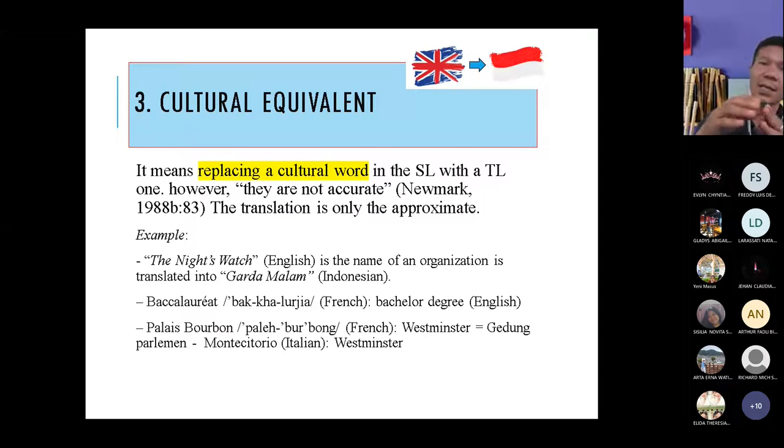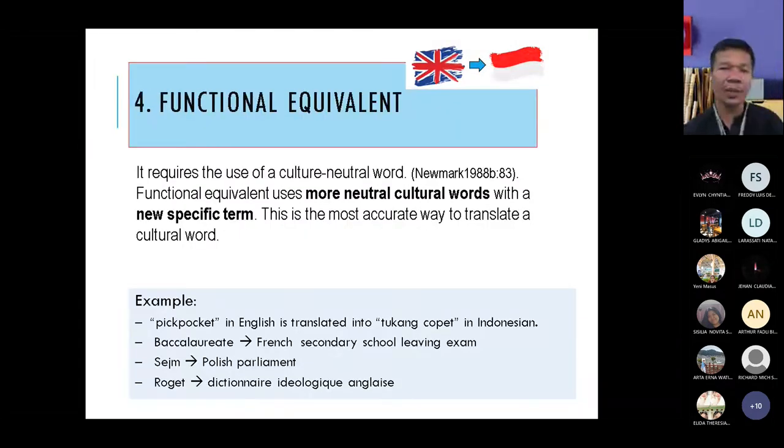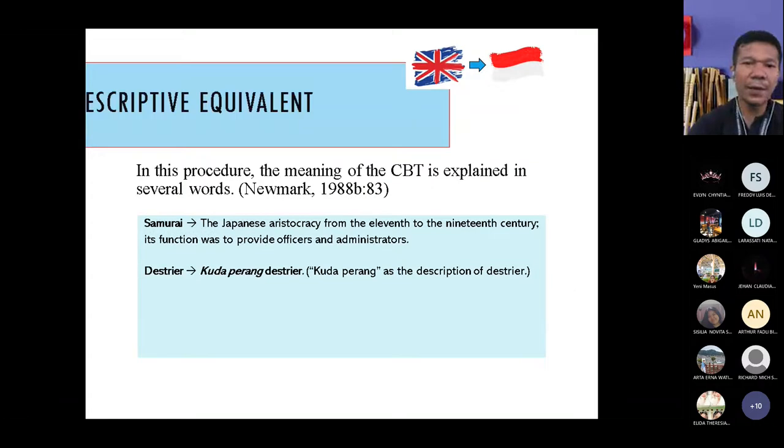So we can say this is cultural material, in Bahasa Indonesia, peninggalan sejarah yang turun temurun. But in functional equivalent, this is also a name, but this is not a cultural material. Tukang copet in Bahasa Indonesia is not culture, this is only a name. The function, pickpocket means a person who steals someone's stuff. So functional equivalent means that the activity is the same, but the name is different.